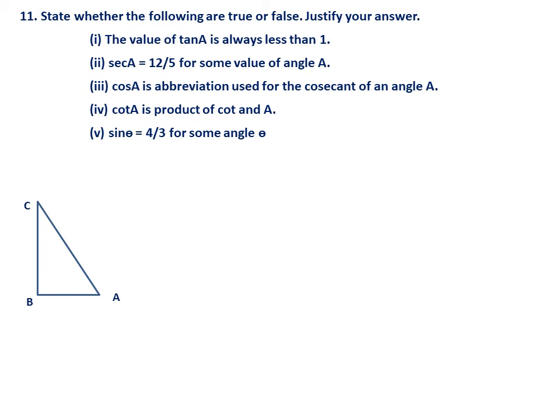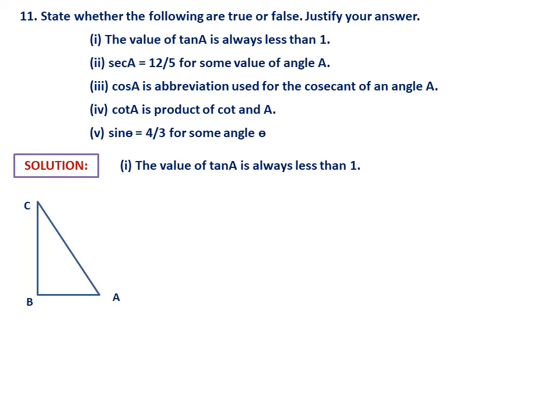So let us take one by one. The first question, ABC is a triangle with B equal to 90. Now the value of tan theta is always less than 1. Let us check. Here it is false because, take for example in triangle, let AB equal to 4, because this is a right angle triangle. I can take AB as 4 and BC as 3. So now tan A, then AC equal to 5 because it is a right angle triangle.